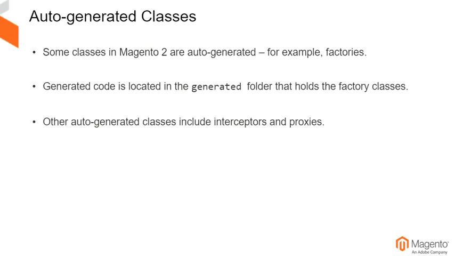As discussed earlier, some classes in Magento are auto-generated. Here are some other examples. Interceptor is a class that allows the plugin functionality to work. When you require a class in your constructor and Magento sees it has a registered plugin, Magento will then generate an interceptor with the same methods as the required class, but will call a plugin in that method.